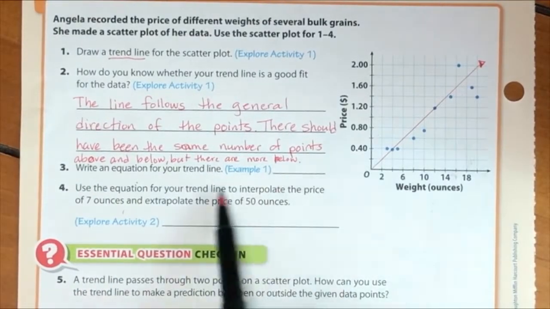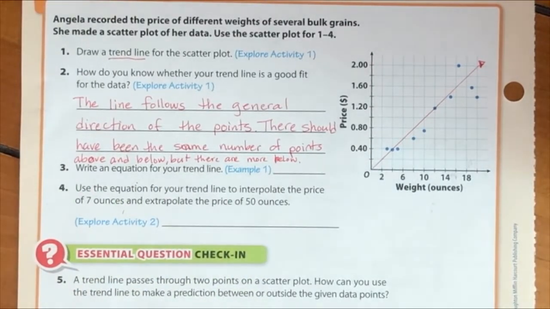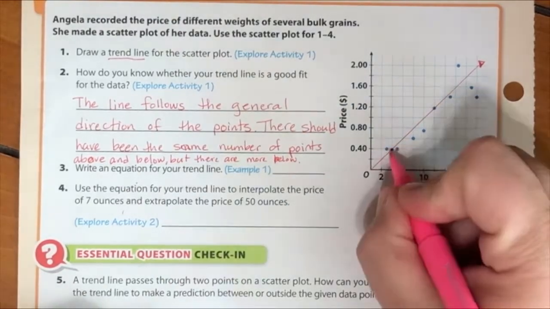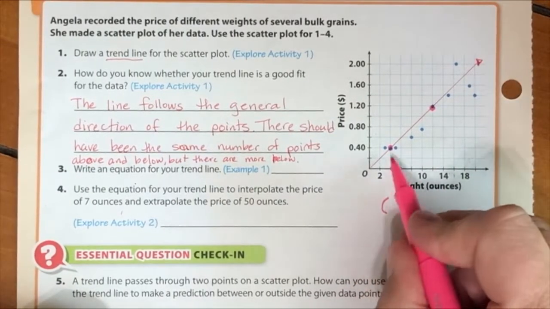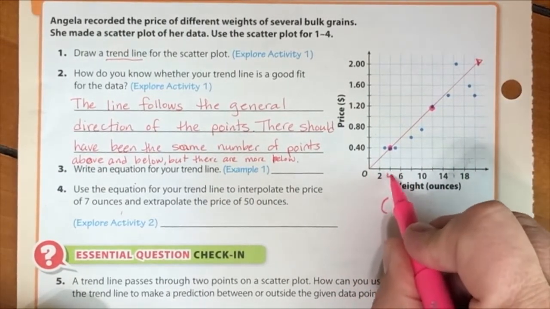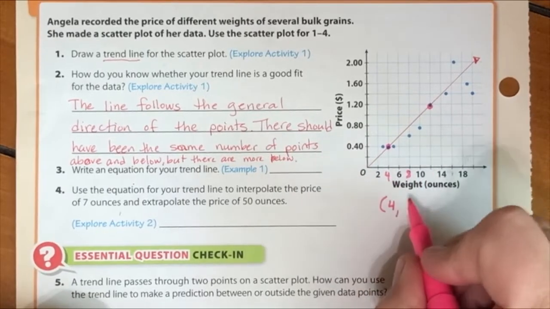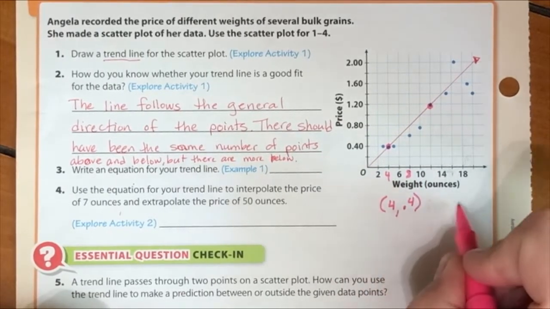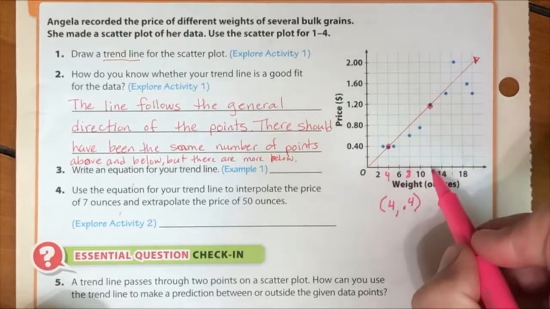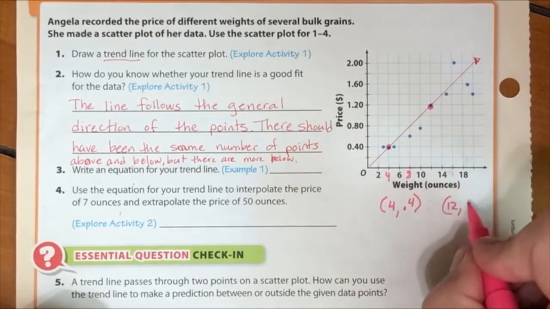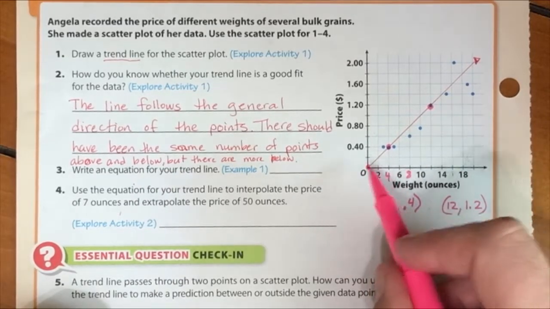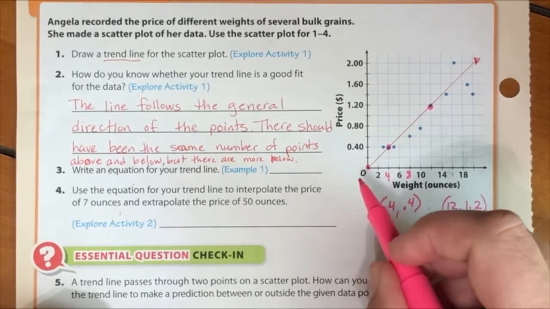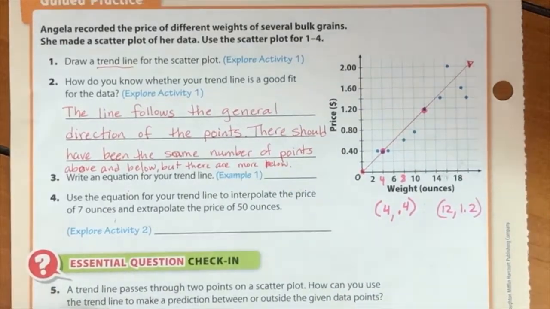So on page 444, number 3, we're going to write an equation for the trend line we drew in question number 1. And so we need 2 points. There's a couple different ways that we worked on writing equations for lines this year. One of them involved just coordinate points, and the other one we just looked at the actual line and could see the y-intercept and the slope. So if we're going to use 2 points, that would be our point (4, 0.4), and then (12, 1.2).